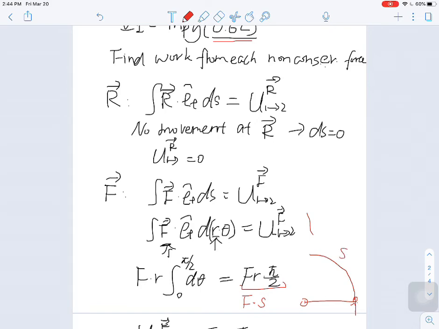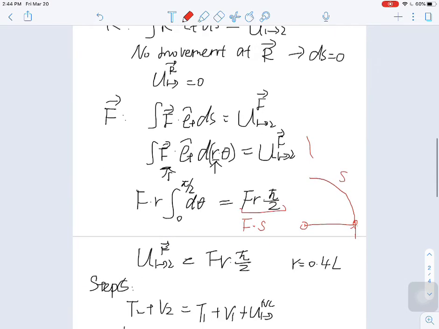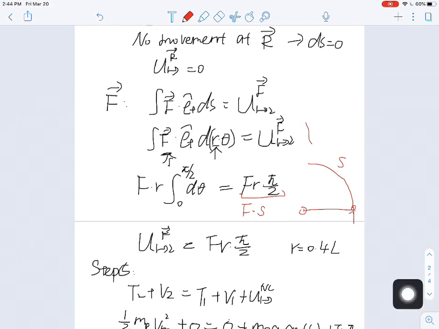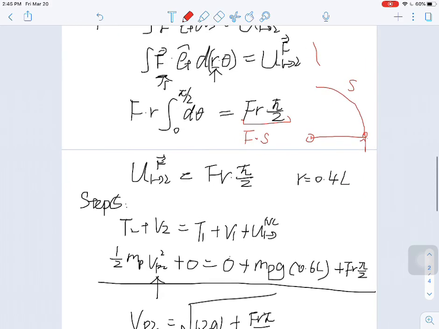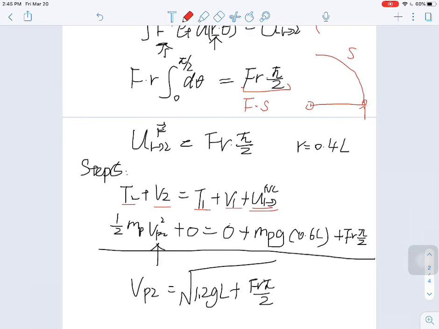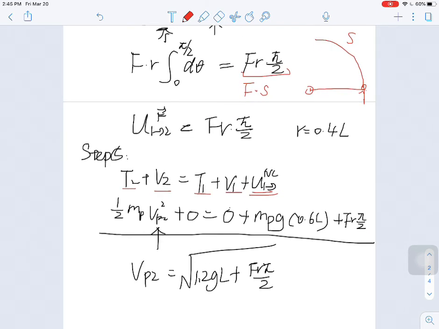So this is a path S. And the work done by this force can be calculated by use of force times the path. And step 5, substitute everything into the work energy equation, which is your T's and V's, which is our potential energy, as well as this non-conservative work done by all the forces. And then once you plug in everything, that should give you a long scalar equation that you can solve up to at least one unknown.